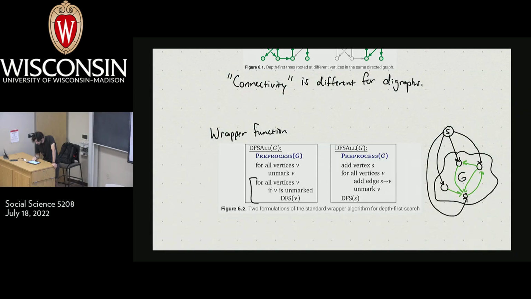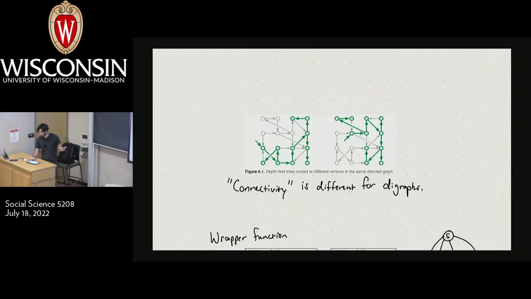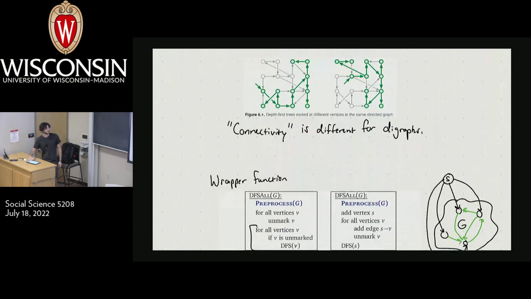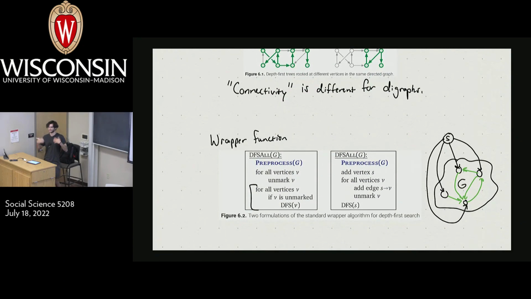The only other difference is these pre-process functions. You can think of this as initializing stuff for DP. So you have these post-visit and pre-visit here. Those might have some arrays or tables that you're filling, and so obviously you need to initialize and construct those arrays at the beginning. So that's where you're doing that, in the pre-process step.